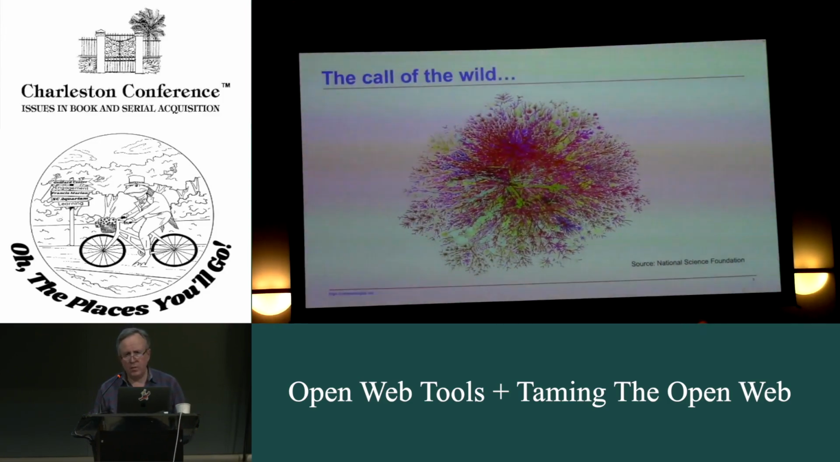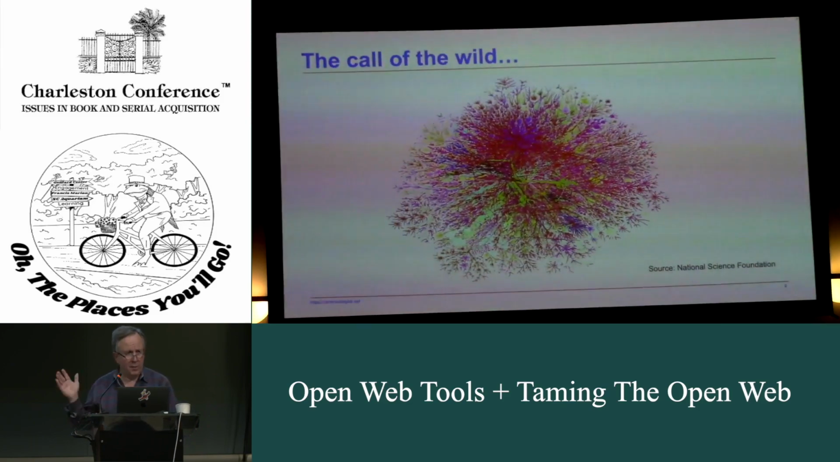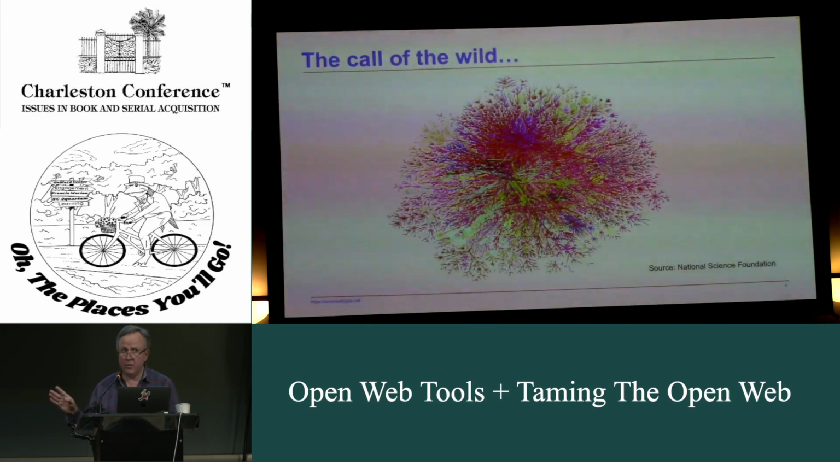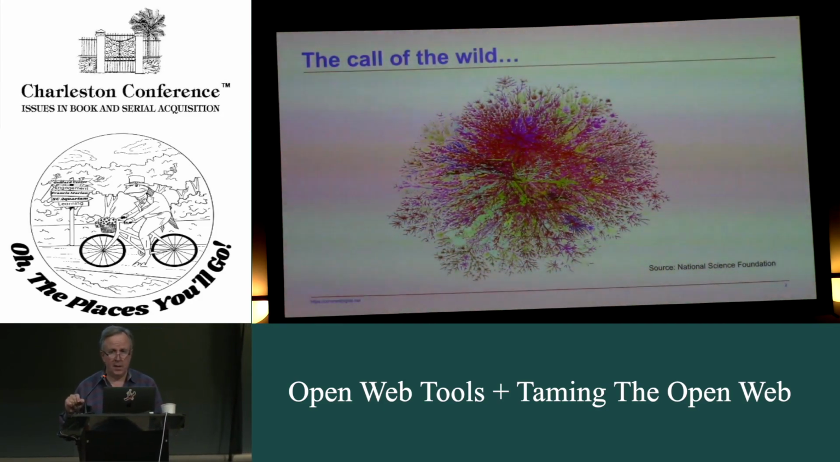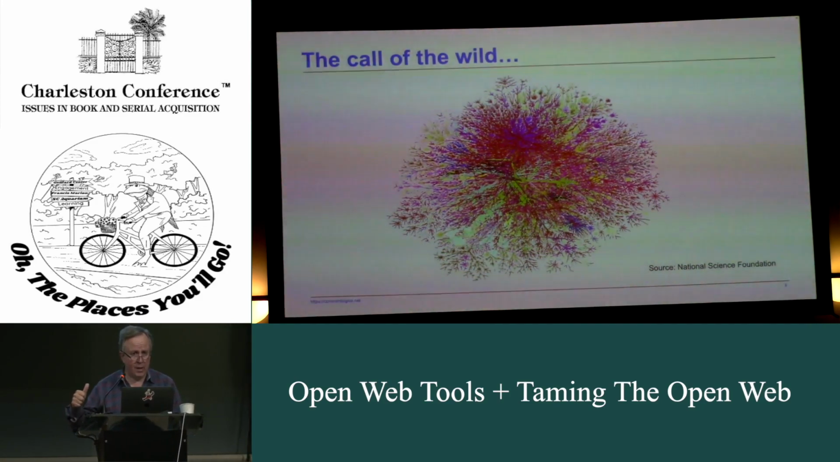So I want to start with an image. Anybody know what this image is? Anyone? It's from an authoritative source, right? The National Science Foundation. So this actually is an image of the internet from 1998. And you'll note, it doesn't have a DOI, it doesn't have an ISBN, there's no ORCID or RAW or any other of the apparatus that the library community's created. And yet, this particular object is cited all over the place.